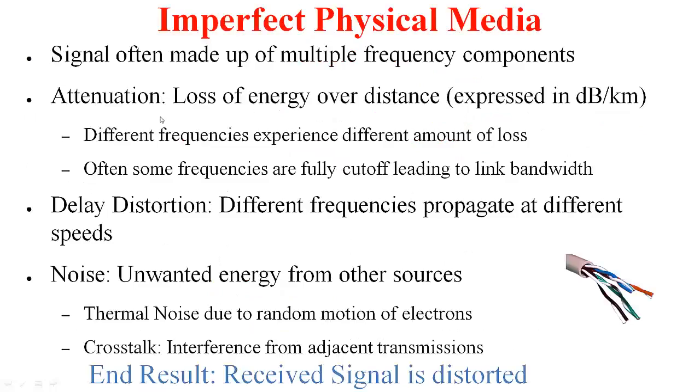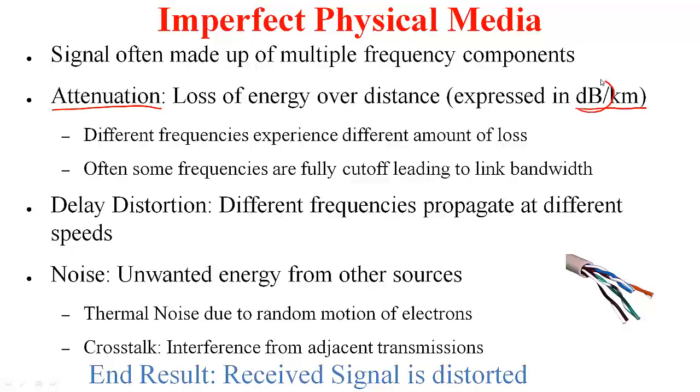So these physical media, unfortunately, are not very perfect. They tend to do things to the signals which you wish rather they didn't. So a signal can often be thought of as a summation of electromagnetic waves of different frequencies, and as the signals propagate through a media, they experience many things, one of which is attenuation. So basically, as the signal propagates, it loses energy over distance, and this is expressed in decibels per kilometers.